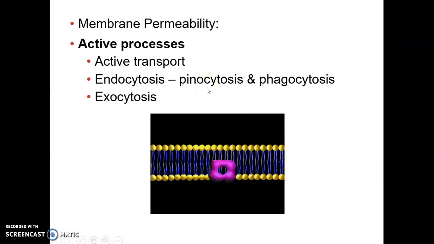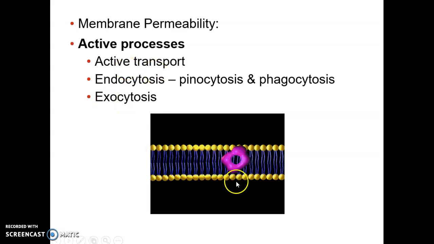Pinocytosis is sometimes called cell drinking. That's the process of moving relatively small substances into the cell. Phagocytosis we'll look at a little more closely, and that's where large substances or whole cells like bacterial cells are moved into the cell. Both processes require energy. They are both active transport processes. Exocytosis, exo meaning out of or external, is the opposite of endocytosis. Exocytosis is moving a substance out of the cell through active transport.